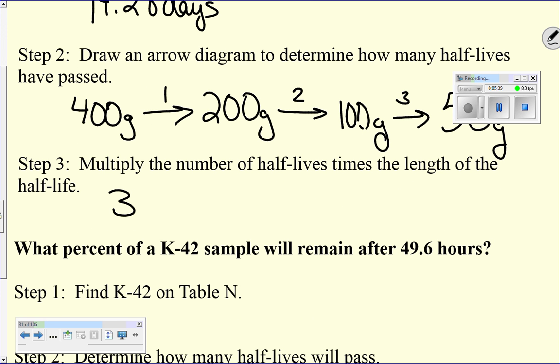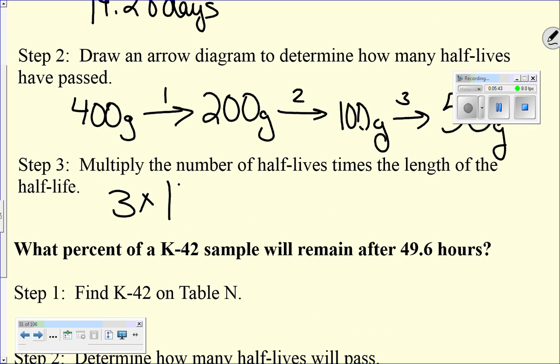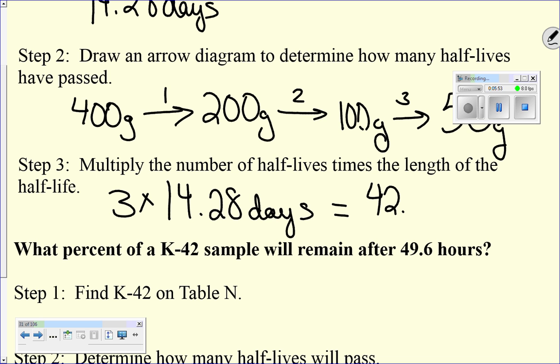I'm going to multiply each of those 3 half-lives times my 14.28 days. And this is going to give me a total of 42.84 days.